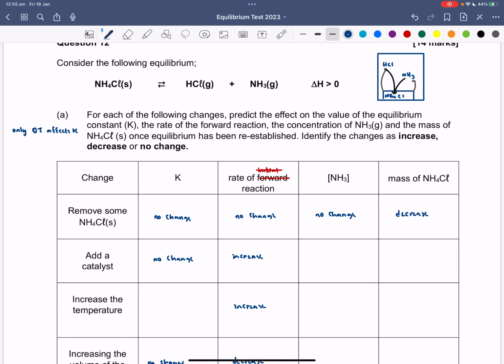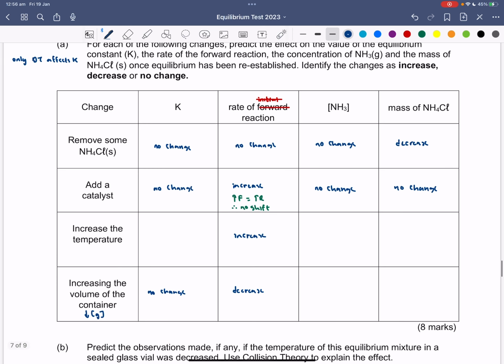Add a catalyst. Now we just agreed that when you add a catalyst, it does not change the position of equilibrium. Catalysts do not change the position of equilibrium. So yes, the forward reaction rate goes up, but not only does the forward reaction rate go up, now don't write this, it's just for your knowledge, the increase in the forward is equal to the increase in reverse, and therefore no shift in the position of equilibrium. And if there is no shift in the position of equilibrium, the concentration of NH3 does not change, and the mass of NH4Cl does not change.